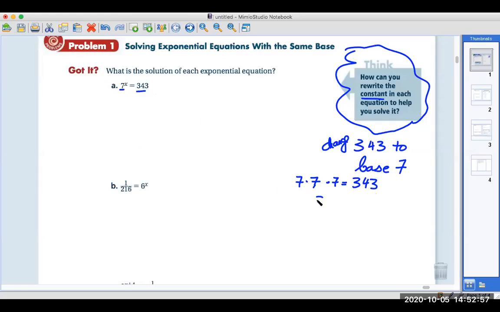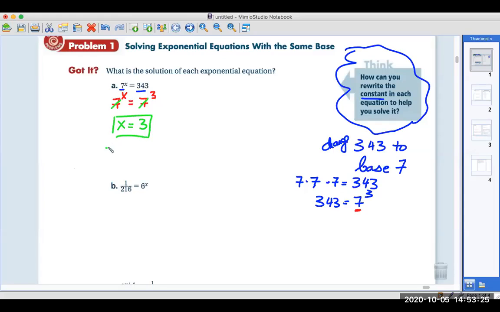So 343 is equal to 7 to the power of 3. This is base 7 now. I changed it, and these are equal. So 7 to the power of x is 7 to the power of 3. I can drop out the bases because they're the same, and I can set the exponents equal to each other, and then I have my solution.